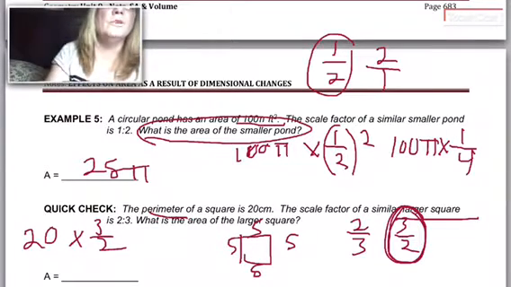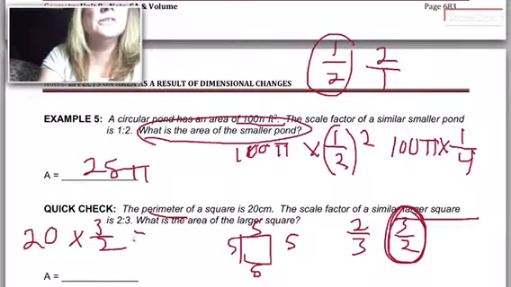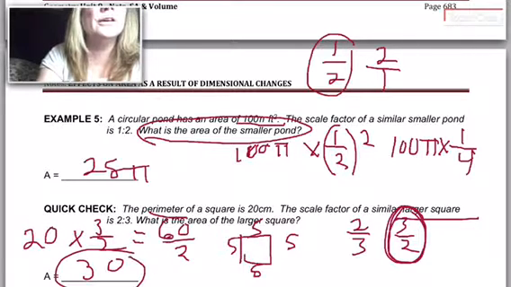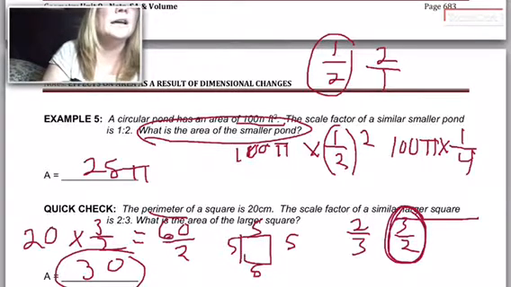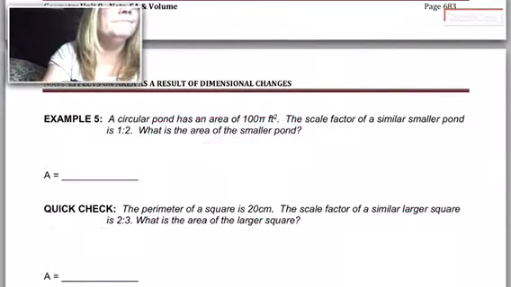This is perimeter, so we're not going to raise it to a power. We're just going to simply multiply by the scale factor. And that is going to be 20 times 3 is 60 divided by 2, which would be 30. And that is the new perimeter, 30. Okay.